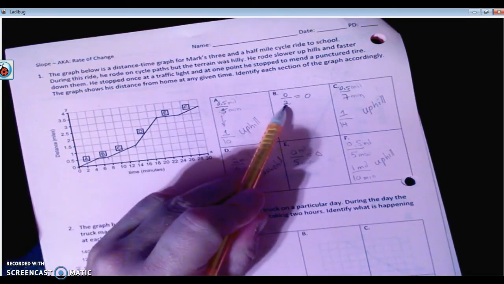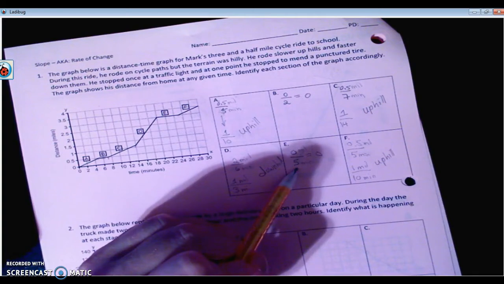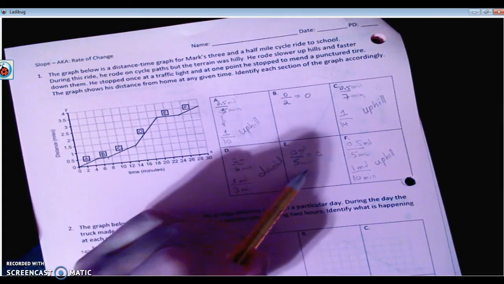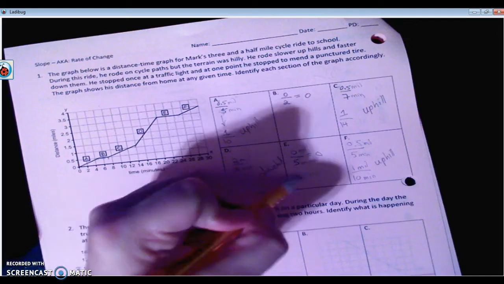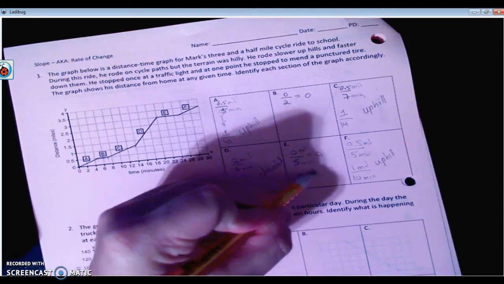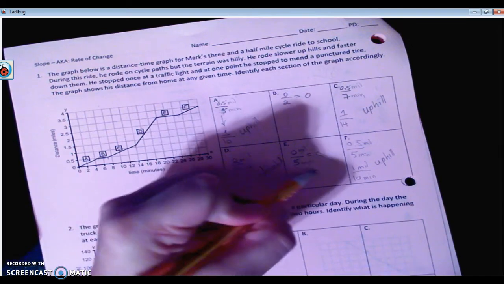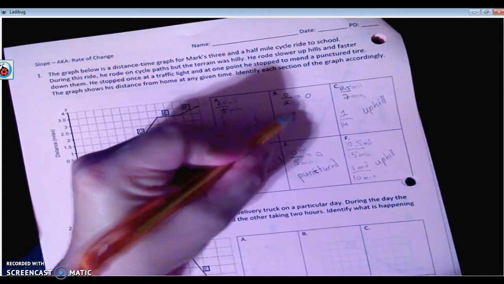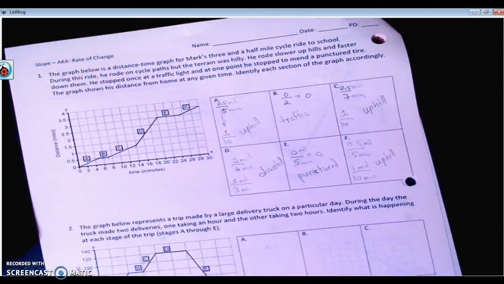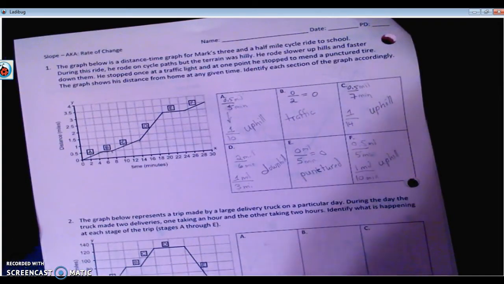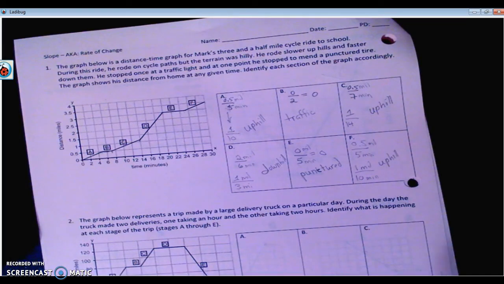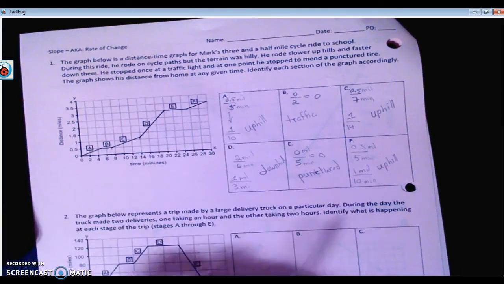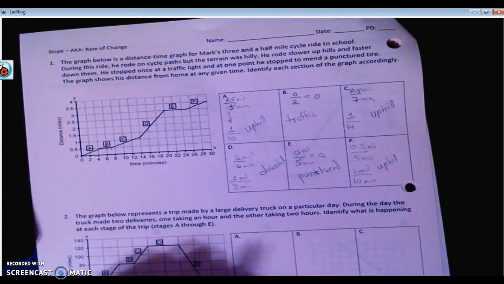Now, here he stopped for 2 minutes, here he stopped for 5 minutes. So he stopped at a traffic light, and he also had a punctured tire. I'm going to go with this is where he had to mend his punctured tire, because I think that's going to take a little bit longer than waiting for a traffic light. So by looking at that graph and matching it with the story, we were able to match what's happening with Mark's ride.